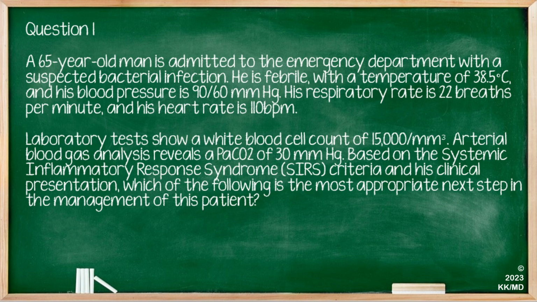A 65-year-old man is admitted to ED with a suspected bacterial infection. He is febrile with a temperature of 38.5 and his blood pressure is 90/60. His respiratory rate is 22 per minute and his heart rate is 110. Laboratory test shows a white blood cell count of 15. An arterial blood gas analysis reveals a PCO2 of 30. Based on the Systemic Inflammatory Response Syndrome or SIRS criteria and his clinical presentation, which of the following is the most appropriate next step in the management of this patient?